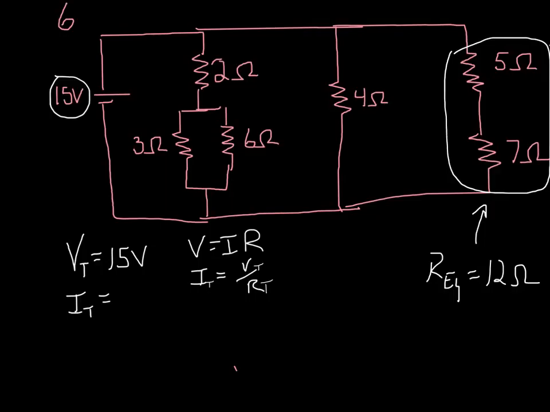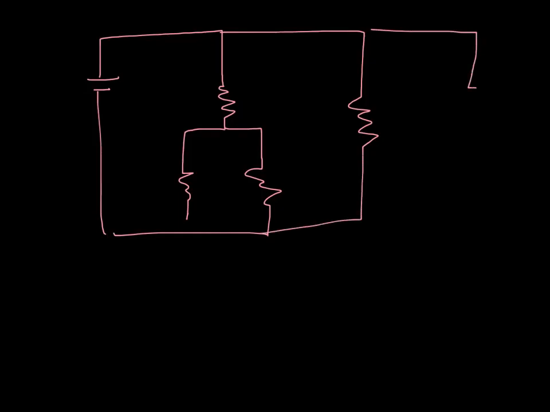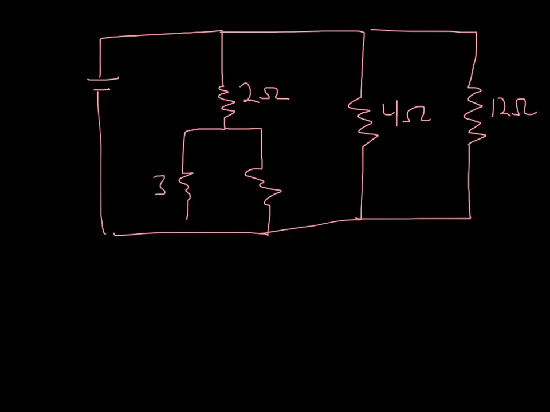So let's redraw our circuit now. Here's this component here, or these two, and then we have our resistor here. Now let's imagine that we replace those two with our 12 ohms. This is 4 ohms. We have our 2, and we have our 3 and our 6 ohms.